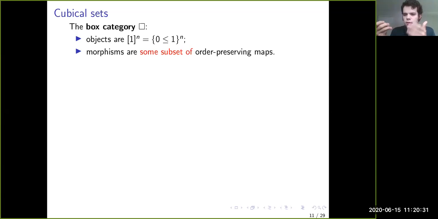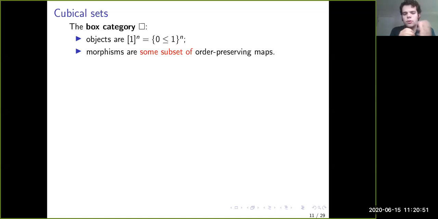And another model for homotopy theory, which has been attracting a lot of interest lately, is the category of cubical sets. So these are defined in a similar way as presheaves on a certain indexing category. So now I'll talk a bit about what cubical sets are.